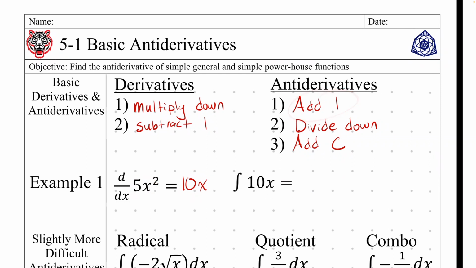So I'm going to add 1 to the power. So this turns into an x, not 1, but x to the power of 2. And then what am I going to do with this 2? Divide. Divide down. 10 divided by that power. And then don't forget to add plus C. So this turns into 5x squared plus C.